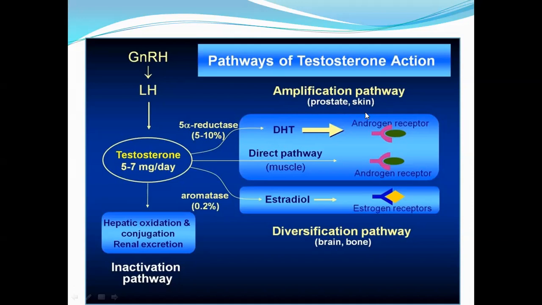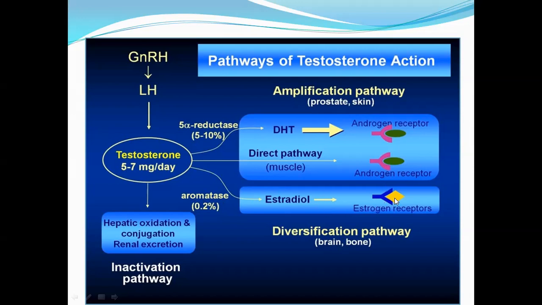The receptors are present in prostate and skin, where the 5-alpha reductase is also present. They also act through androgen receptors, and we have seen that they have mainly the external virilization effect and the secondary sexual characters. Estradiol, only 0.2% by the aromatase enzyme, mainly in the Sertoli cells or in the peripheral cells, acts via the estrogen receptors.